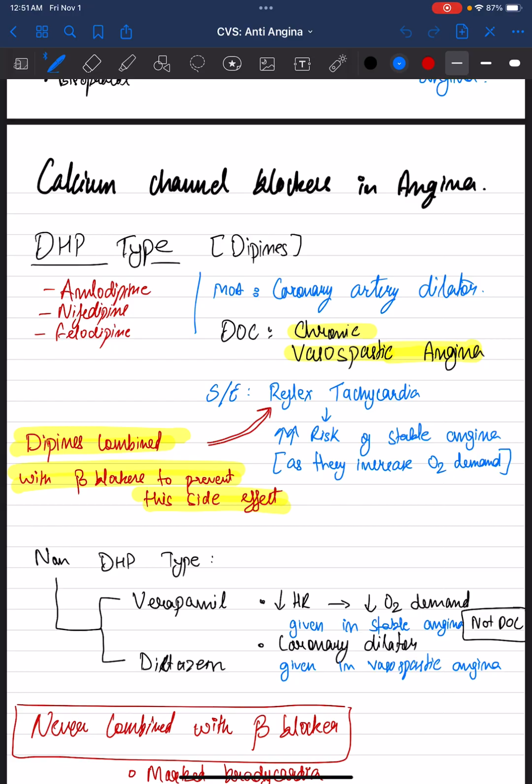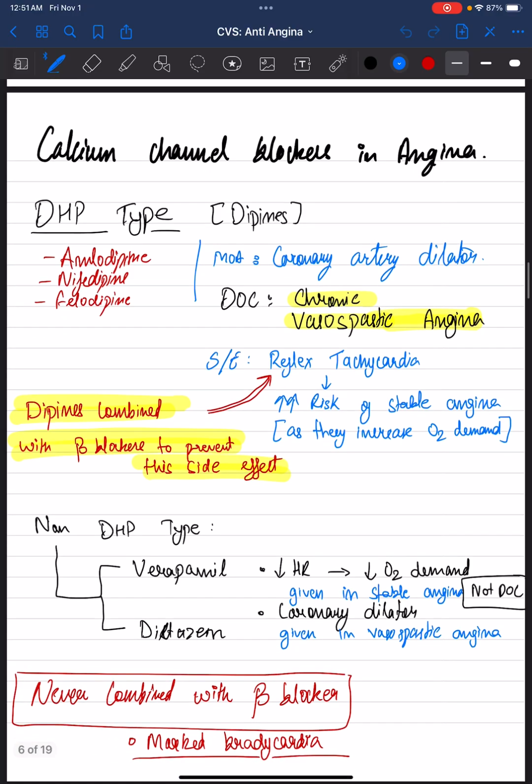So if dipines are combined with the beta blockers, they will prevent the side effect of reflex tachycardia, because beta blockers decrease heart rate and dipines increase heart rate, which is the side effect due to reflex tachycardia. So that is why they can be combined with beta blockers to prevent the side effect of reflex tachycardia.